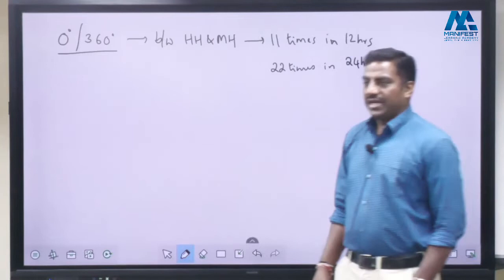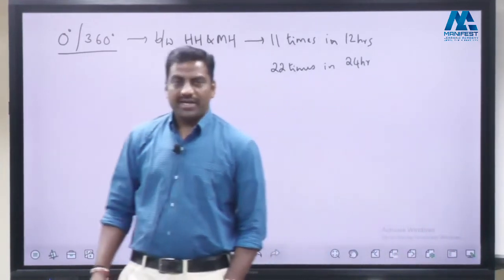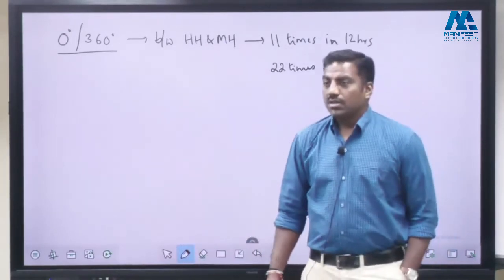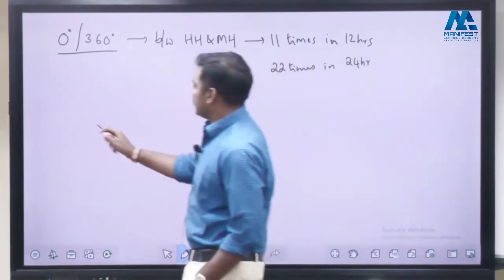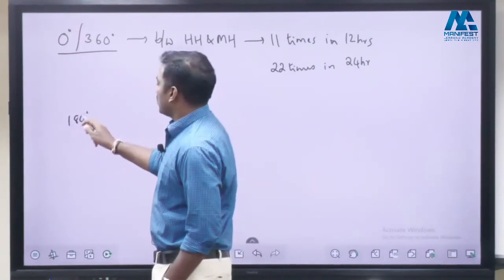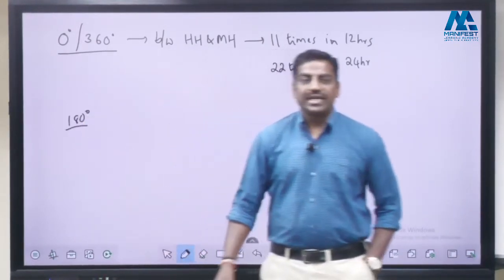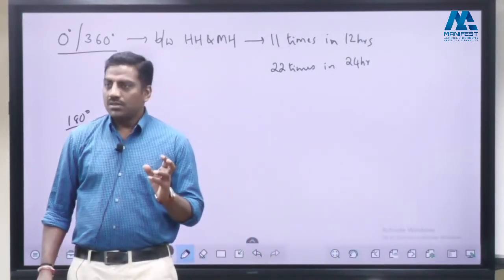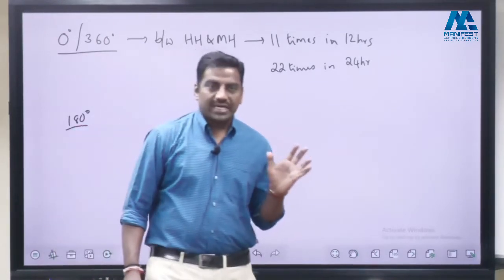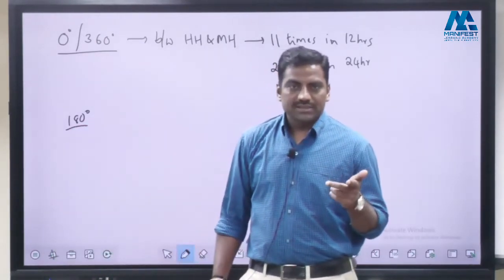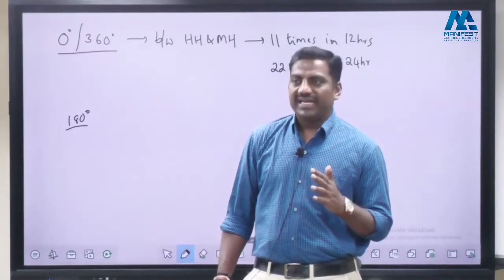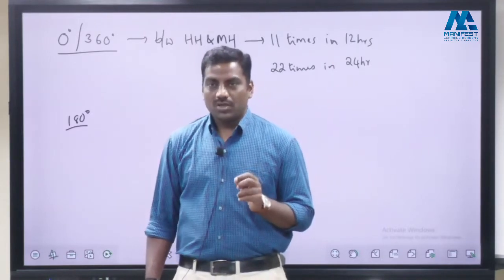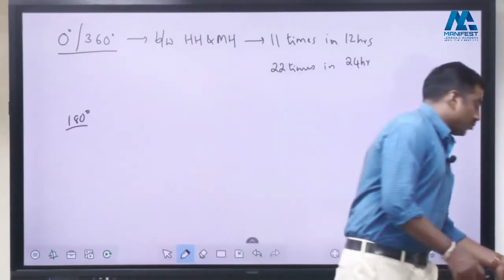For 0 degree, our reference time is 12 o'clock, right? What about 180 degree now? What is the reference time for 180 degree? Do you get it at 12 o'clock? No. 1, 2, 3, 4, 5, 6. Yes, at 6 o'clock we get 180 degree. So for 180 degree, our reference time is 6 o'clock.